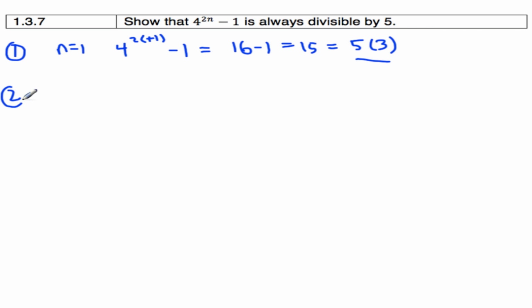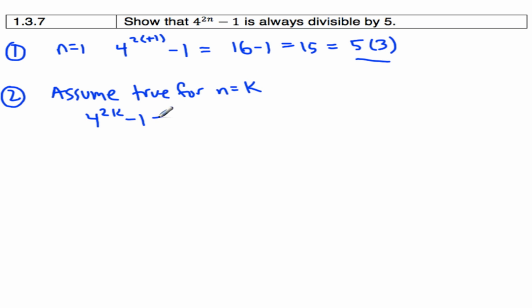Number 2 is to, again, assume true for n equals k. So we have 4 to the 2k minus 1 is equal to 5 times some number. We'll just say 5 times a.